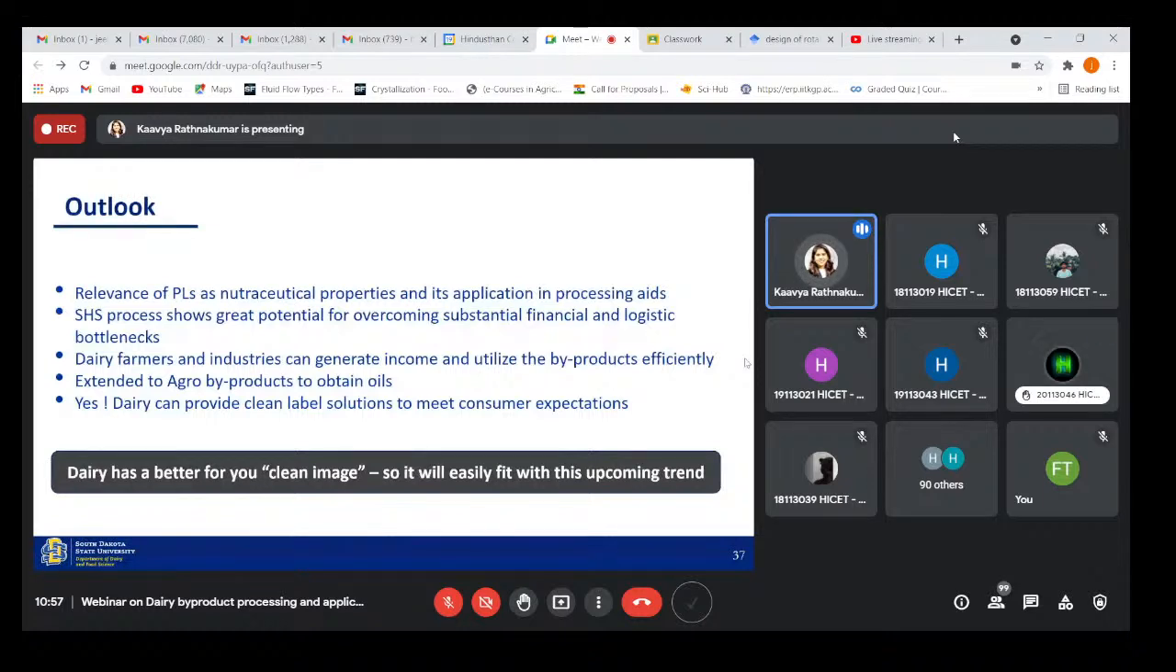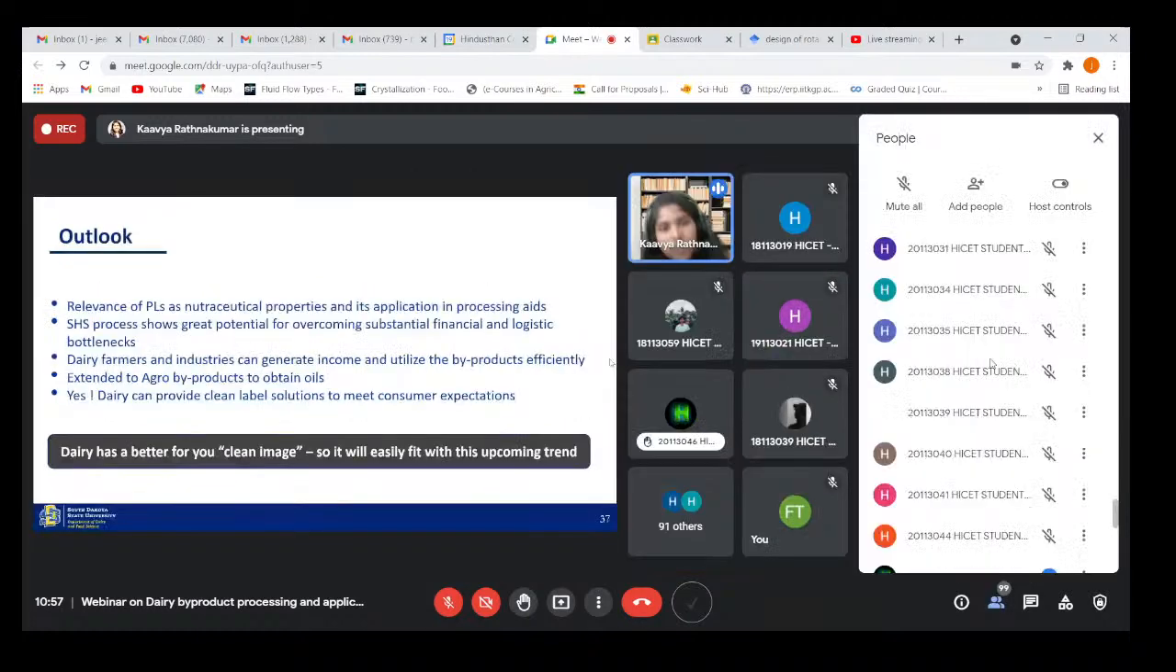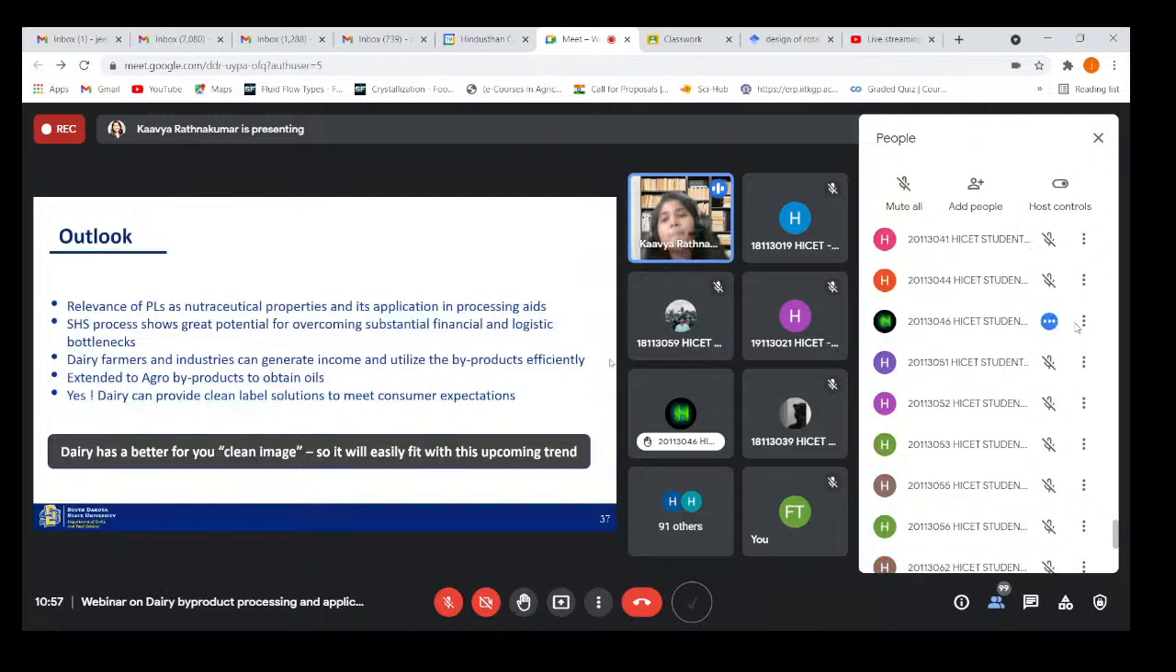As I said, these switchable solvents can also be used to obtain oils from other agro byproducts. And yes, dairy can be a very good clean label solution to meet consumer expectations as a clean label product, by nature itself.